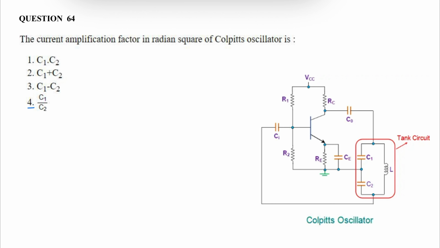Question number 64. The current amplification factor in Colpitt's oscillator is. So this is a circuit diagram for Colpitt's oscillator. The tank circuit of Colpitt oscillator consists of one inductor and two capacitors. So this tank circuit provides 180-degree phase shift and transistor provides 180-degree phase shift, total 360-degree phase shift, which is one of the condition for oscillator circuit to produce oscillations.